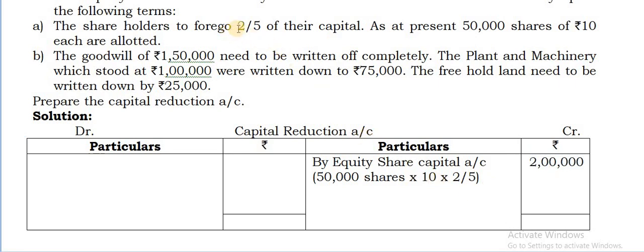Okay. They are willing to forego 2/5 of their holdings, and these are the assets being written off. This you write on the debit side.